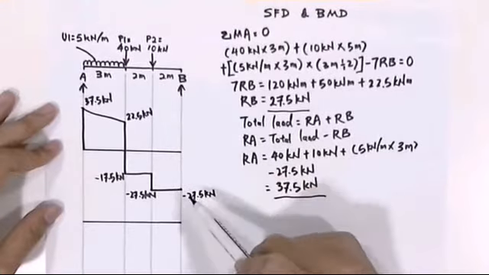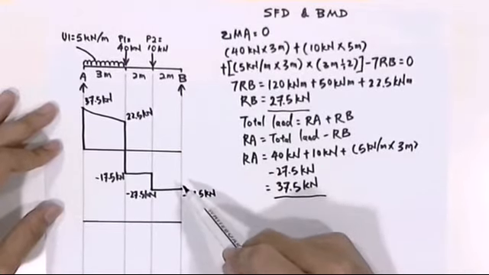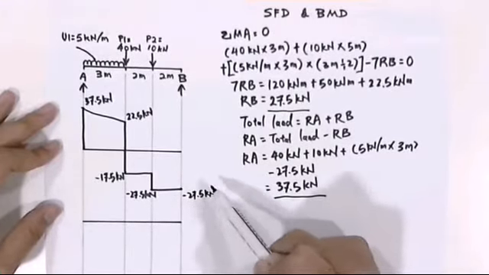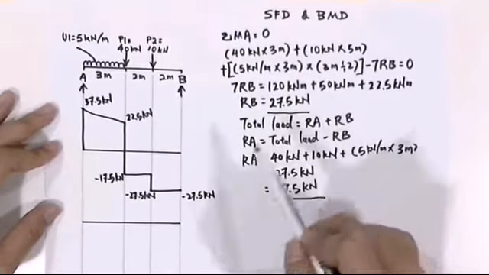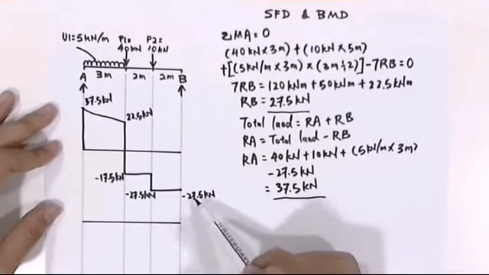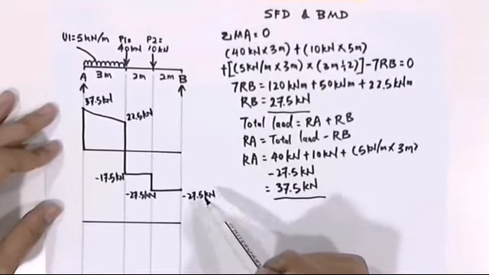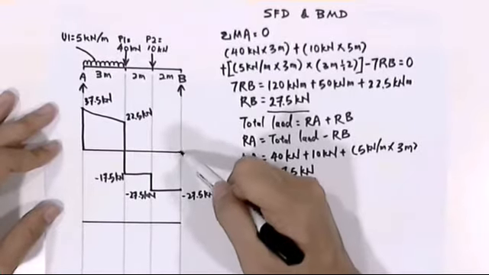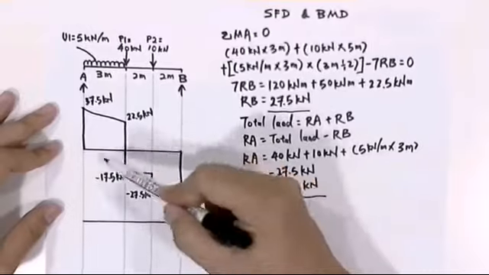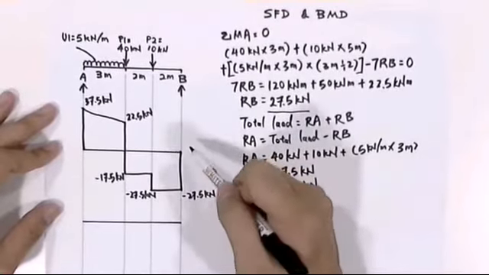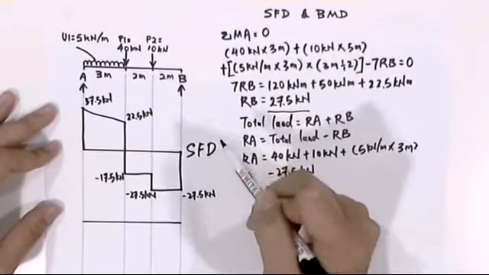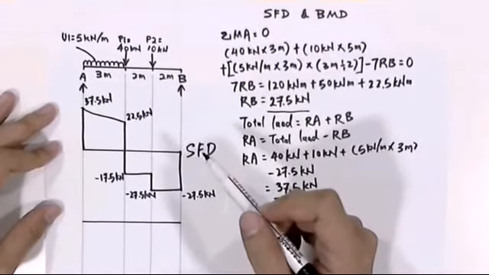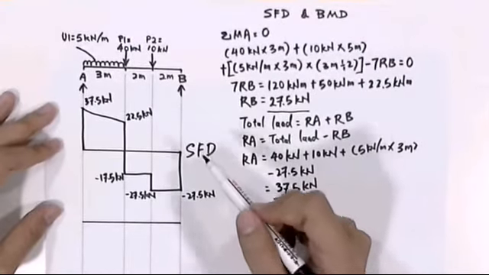At this point, we can double check whether our shear force diagram is correct by checking the last value with our RB. If you find that the last value, negative 27.5, is the same magnitude as RB, 27.5, that means the whole shear force diagram will go back to 0. If you can complete this, that means your shear force diagram is correct. The next step is to do the bending moment diagram.